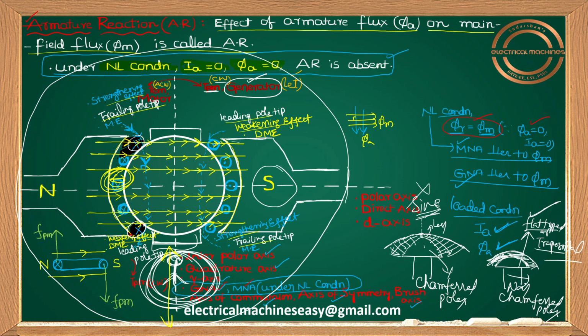That's why we are using what here. I will be using non-chamfered poles, not chamfered poles. We'll be using non-chamfered poles. Air gap will be uniform under the pole shoe. Okay, so please try to remember that.